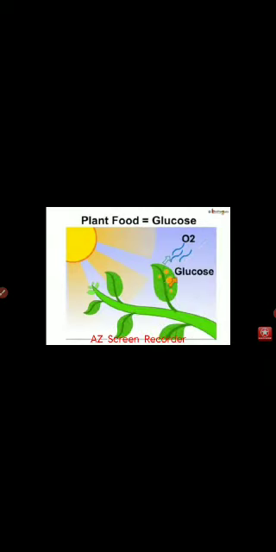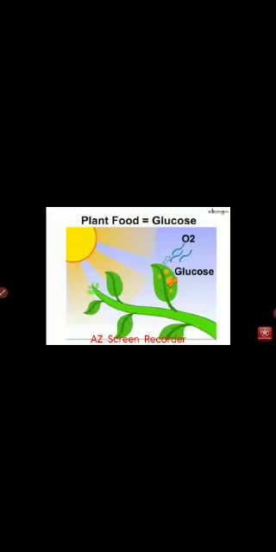Which food do plants prepare? Is it fried rice or chicken biryani? No, it's called as glucose. By using sun energy, plants change water and carbon dioxide into its food, that is glucose, and releases oxygen. Glucose is a kind of sugar.